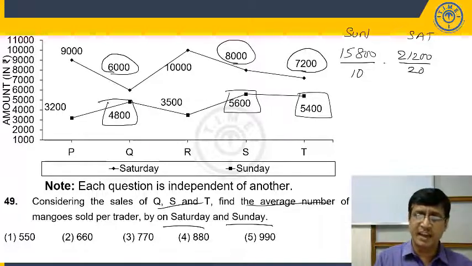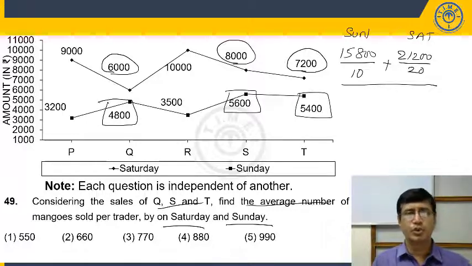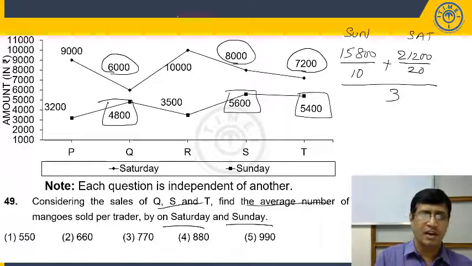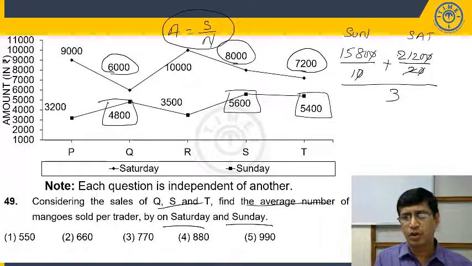So what is asked here? Average. Average means we are considering the 3 fruit sellers, Q, S, T, so divide by 3. Average means sum of the observations by number of observations. Now simplify, 0 to 0, we can cancel. Now here again 0 to 0. Now simplify this, 10 times 2 and 6 times. Okay.